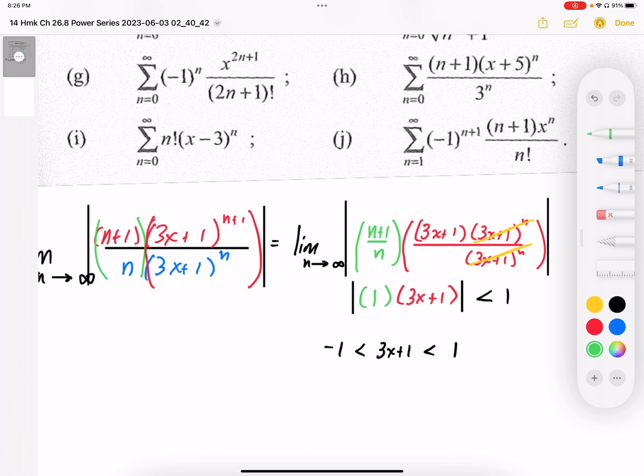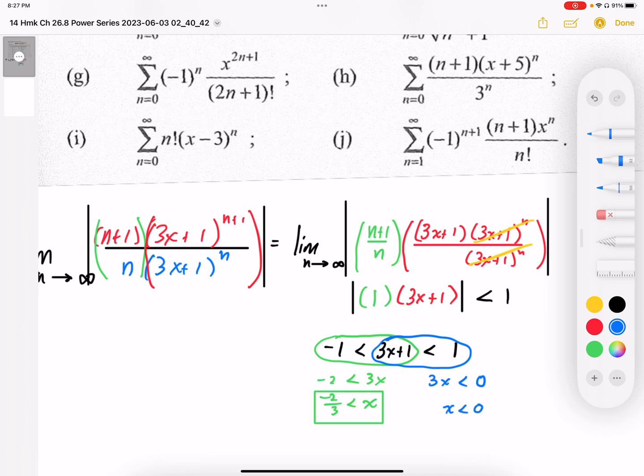We're going to do this in two parts. So I'm going to find the left endpoint by solving for the x value here. So I end up with negative 2 is less than 3x, so negative 2/3 is less than x. This represents the left edge of my boundary. And then I'll solve for this one here. We end up with 3x is less than 0, subtracting the 1 from both sides. So we get x is less than 0. Okay, that represents our right edge endpoint.